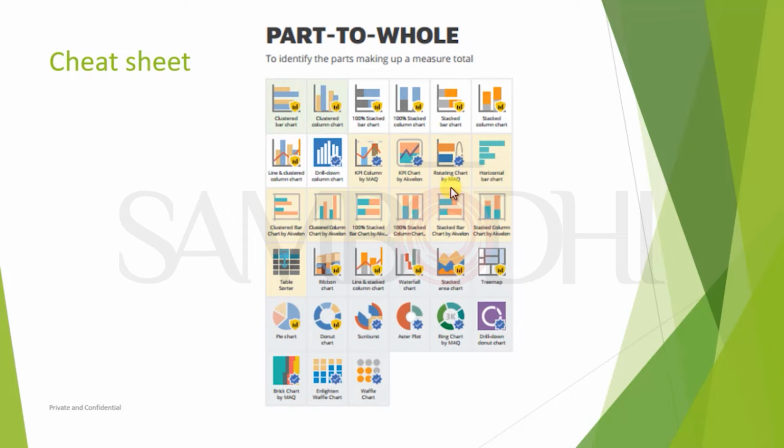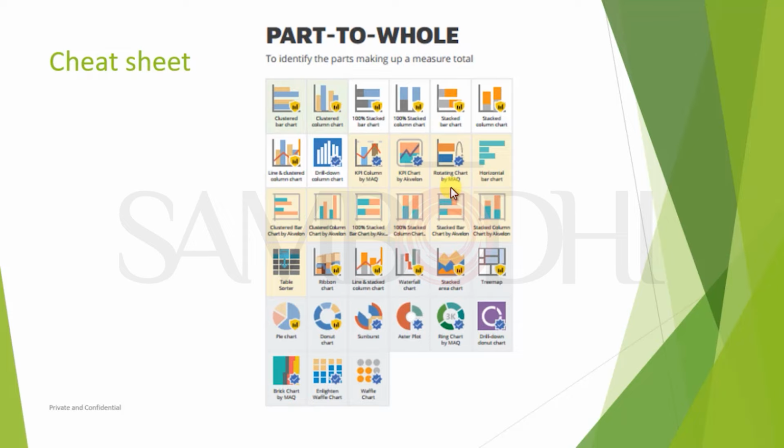So a typical part to whole would have a pie chart, a donut chart, a sunburst, a ring chart, which are all circular charts. Then there is a tree map, which is like a modified version of a pie chart represented in squares and the area of that square. And then you have a brick chart, which is like a stacked bar chart. Then there is an enlightener and a waffle chart.